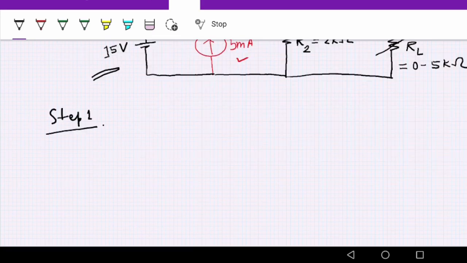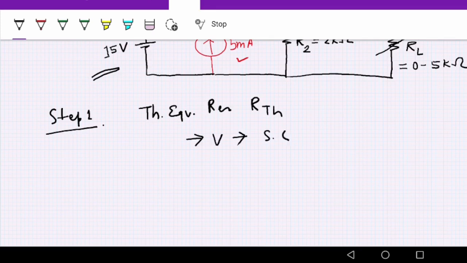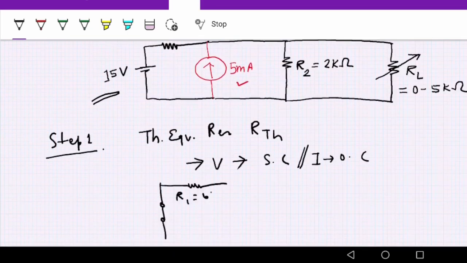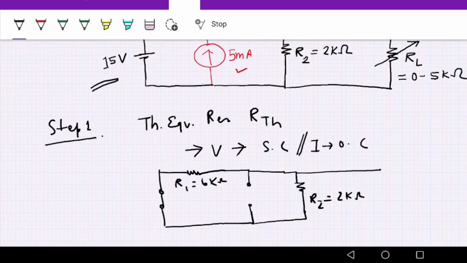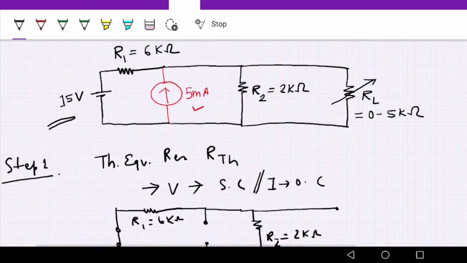Step 1, find the Thevenin's equivalent resistance, RTH. What we do in this step is, if it is a voltage source, we short circuit it, and if it is a current source, we open circuit it. So we have to short circuit the voltage source and 6 kilo ohm, and we have to open circuit the 5 milliampere current source here. And also we have to disconnect the load. Here the load resistance is denoted by RL, which can vary from 0 to 5 kilo ohm. We are solving for 0 to 5 kilo ohm.